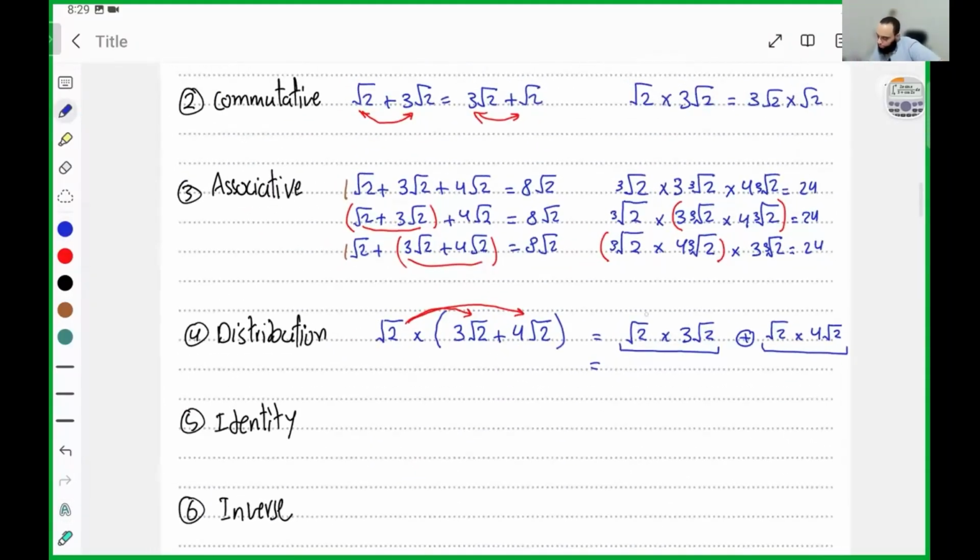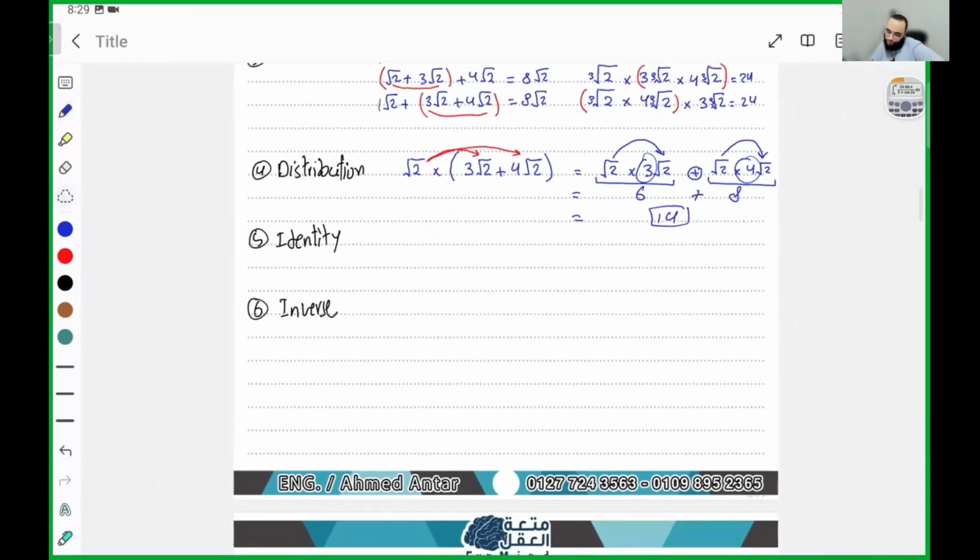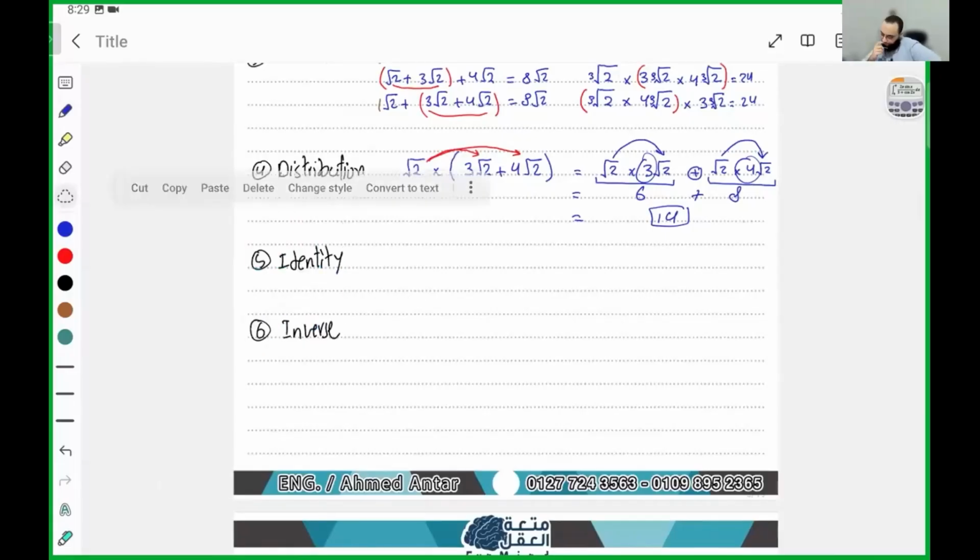So root 2 times root 2, 2 times 3, 6. Okay, in one shot: root 2 times root 2, 2 times 4, 8, in one shot, which is 14. That's it. We can make the addition first, and then... No, first you have to start with the multiplication. If you have multiplication and addition in the same question, you have to start with the multiplication.